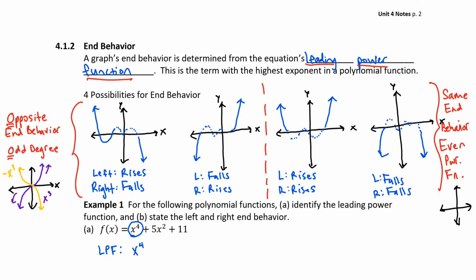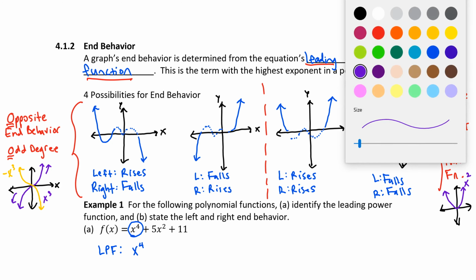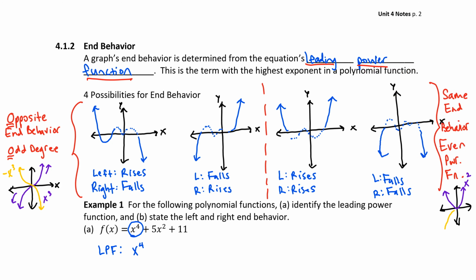For a positive leading coefficient, we know that x squared opens up. Both sides are going to rise. Or if we have a negative leading coefficient, we know that reflects the graph across the x-axis, and in that case, both sides would fall. So we're going to identify the leading power function and associate it either with the basic odd degree power function or the basic even degree power function.